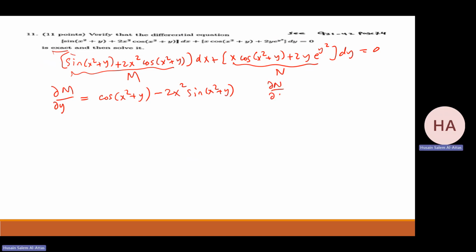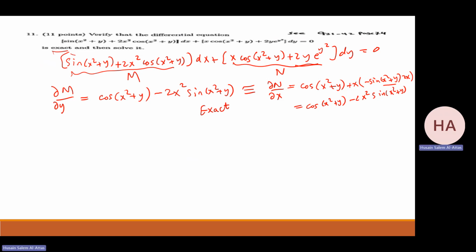Okay, what about partial N with partial x? Here I have, hey, this is 0. Here I have the product rule. So the derivative of x, which is 1, gives cosine x squared plus y, plus x times minus sine x squared plus y. The derivative of this with respect to x will be 2x. So it will be cosine x squared plus y, minus 2x squared sine x squared plus y, which is the same as this one.